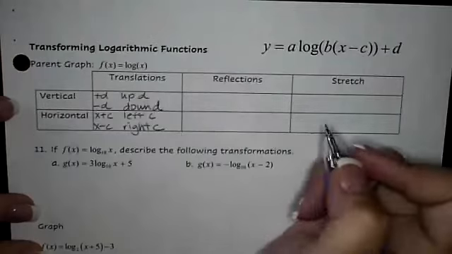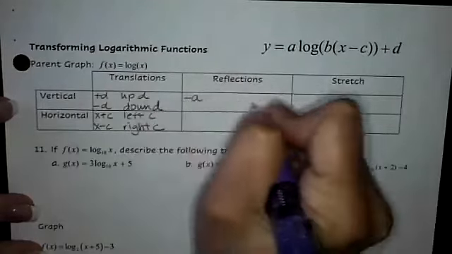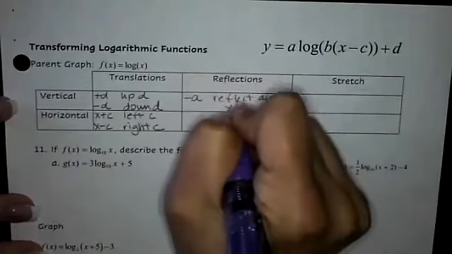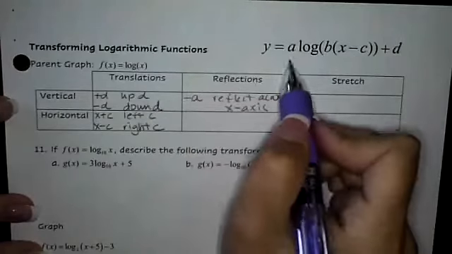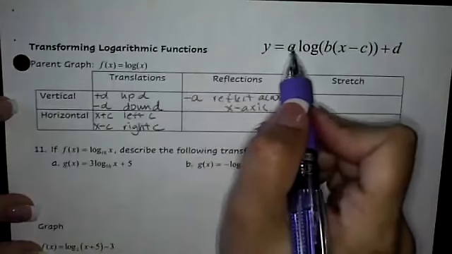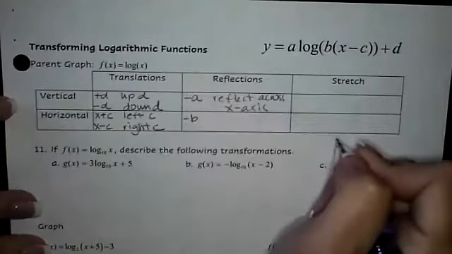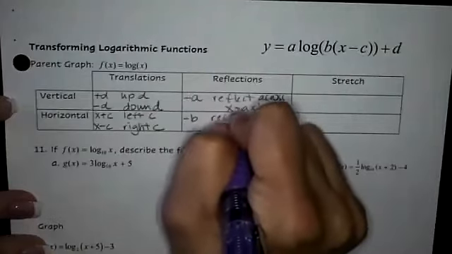All right, for our reflections, if the A value is negative, it reflects across x. And so that's out here. So if we've got a negative out here, that reflects it across the x. If the B value is negative, then it reflects it across the y.